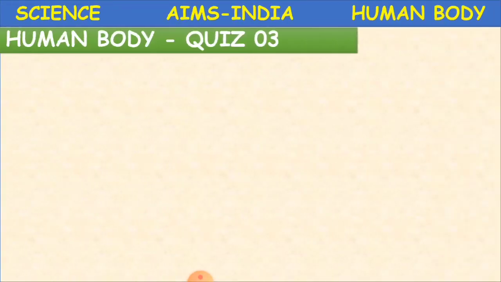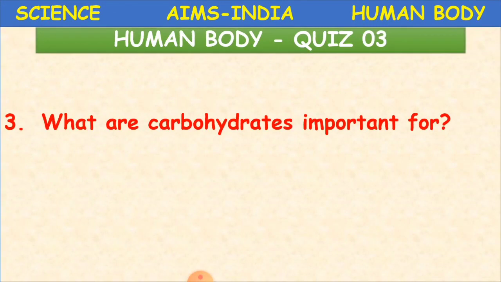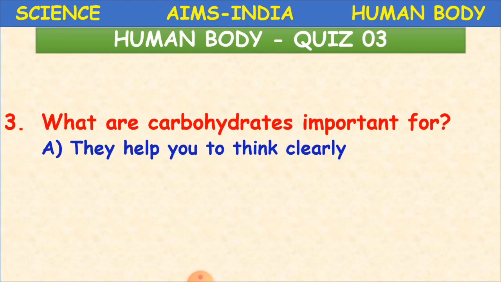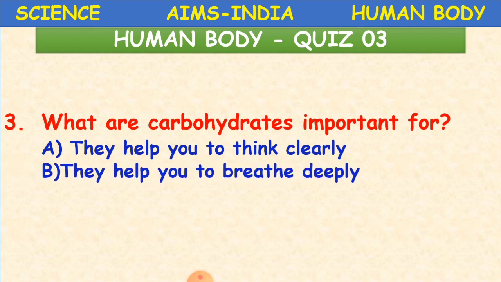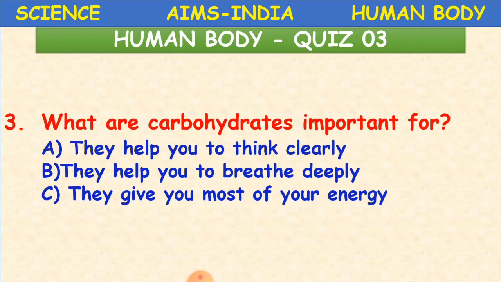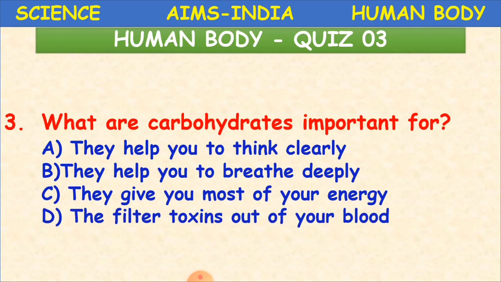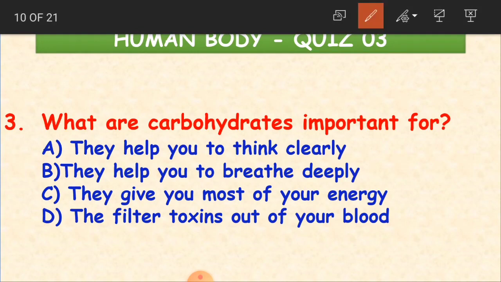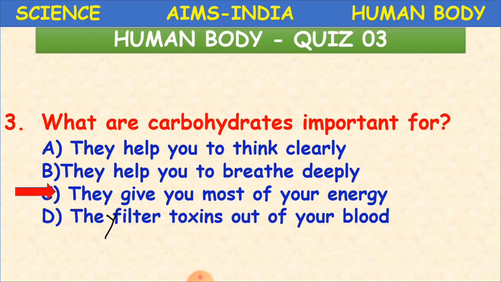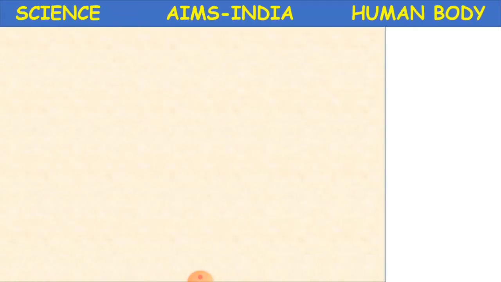Yes, now the third question. What are carbohydrates important for? They help you to think clearly. They help you to breathe deeply. They give you most of your energy. They filter toxins out of your body. So why are they important, children? Yes, they give you most of your energy. That is why we have to take nutritious food. Clear? Yes? And the next question.